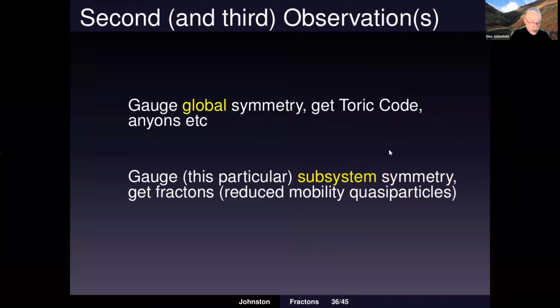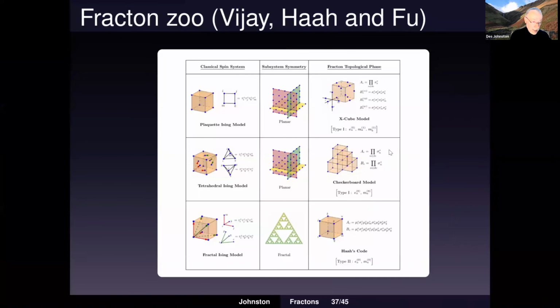Second and third observations: gauge a global symmetry, get the toric code; gauge a subsystem symmetry, and we get the x cubed model with all these interesting features like fractons. And you can play this game with other models as well. So I refer you to the original paper by Vijay, Haah and Fu on this. You can take other models with complicated interactions, gauge them, and get different interesting fracton systems, where you've got restricted mobility of the quasiparticles in those systems.